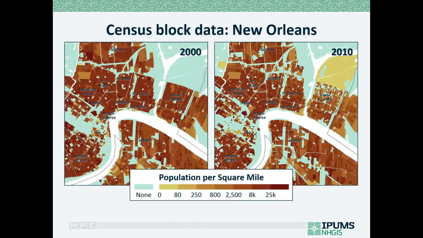So in the next section of the webinar, I'd like to just highlight some of the types of data that are really popular on NHGIS or unique to NHGIS. Here's an example of census block data within New Orleans between 2000 and 2010. You can see the significant population losses that occurred in the Lower 9th Ward and in other areas of the city.